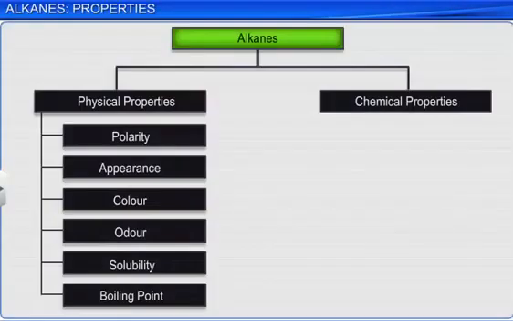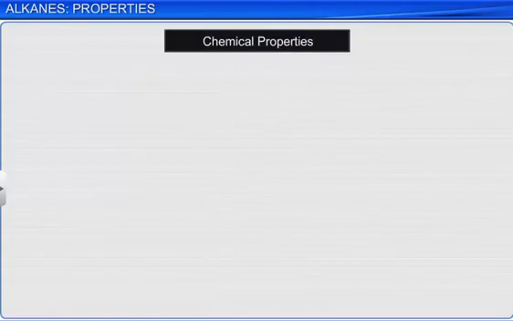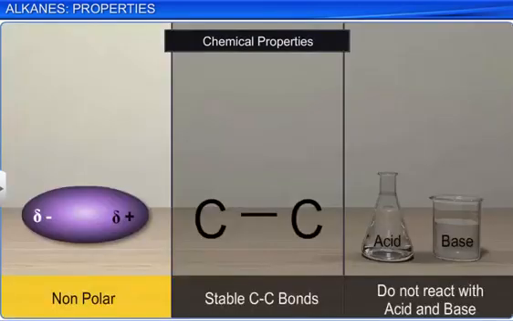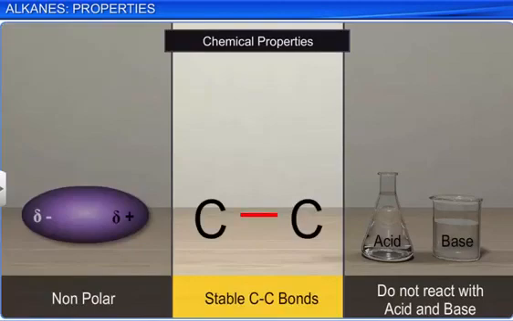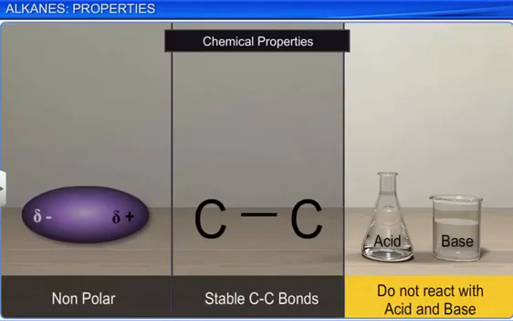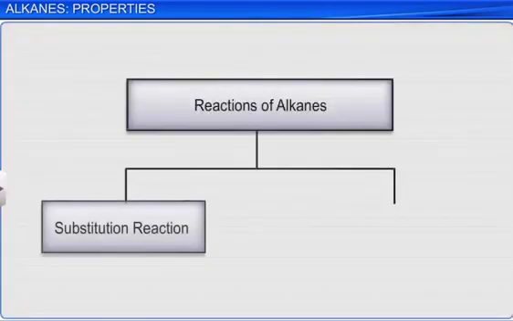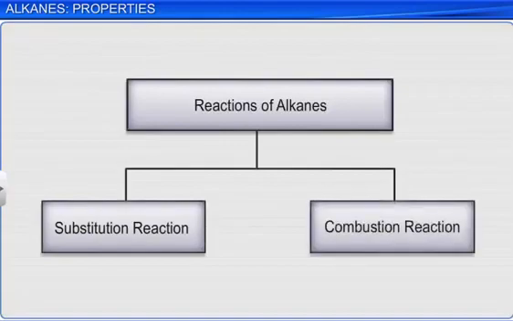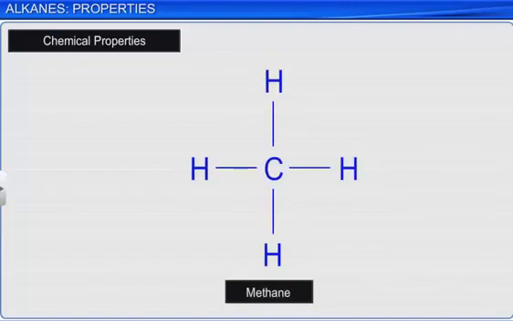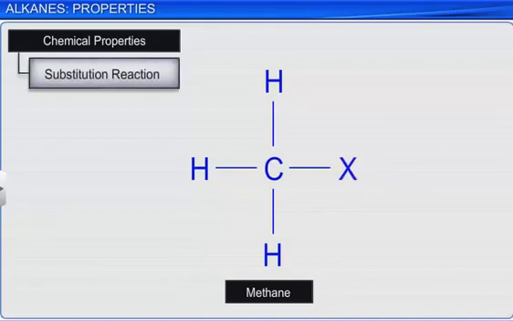Now, let's look at the chemical properties of alkanes. As we have seen, alkanes are non-polar. Their carbon bonds are quite stable, and so they do not easily react with acids and bases. However, they do undergo substitution reactions and combustion reactions under certain conditions, as their carbon atoms are in strongly reduced states. During substitution, the hydrogen atom of an alkane is substituted, and hence the reactions are called substitution reactions.